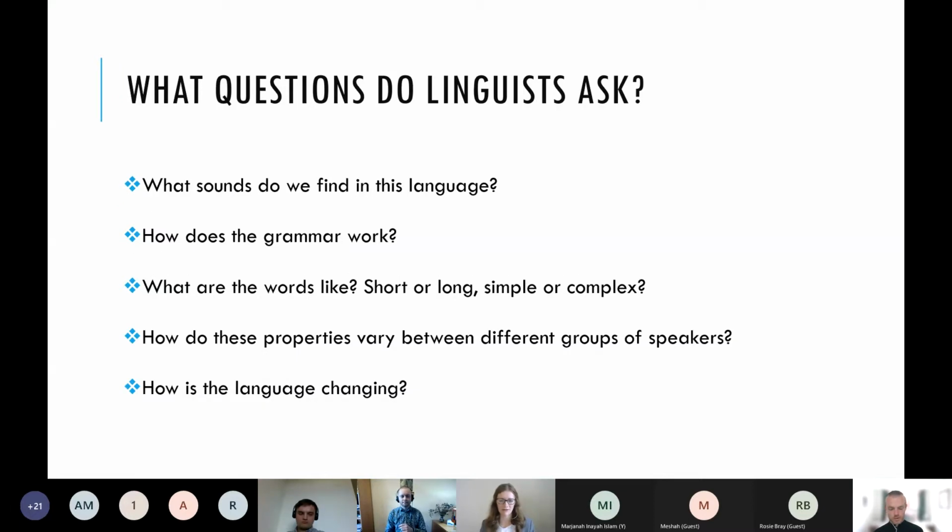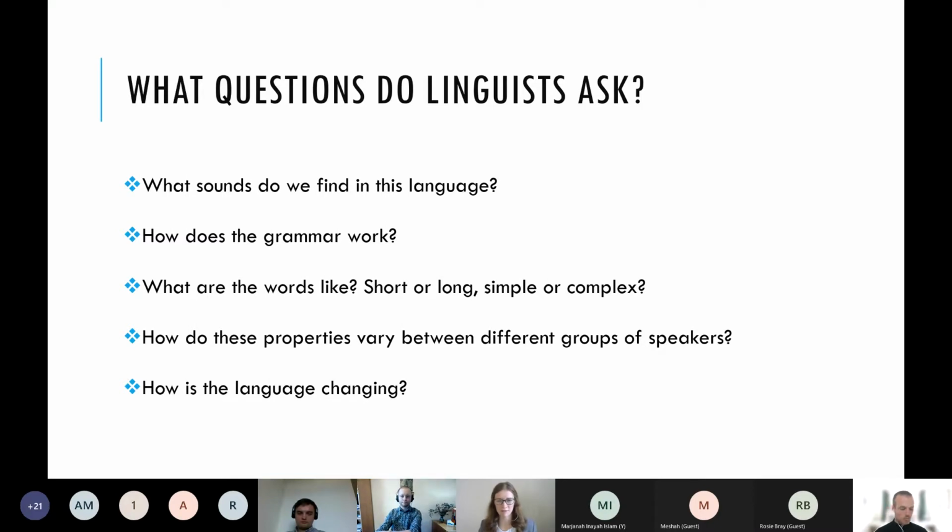So what are the kinds of questions that linguists ask? And when I say linguists here, I mean people who do linguistics, not the other use of linguist, which means people who are learning languages or using languages. So we ask things like, what sounds do we find in this language? And what properties do they have? So we just saw we looked at the properties of some sounds of English in the last slide. We might ask, how does the grammar work? So how do you form a question, for example?